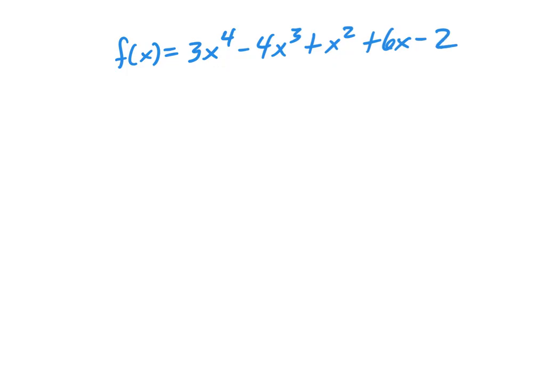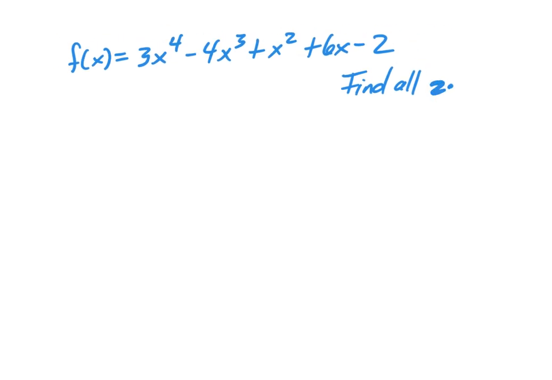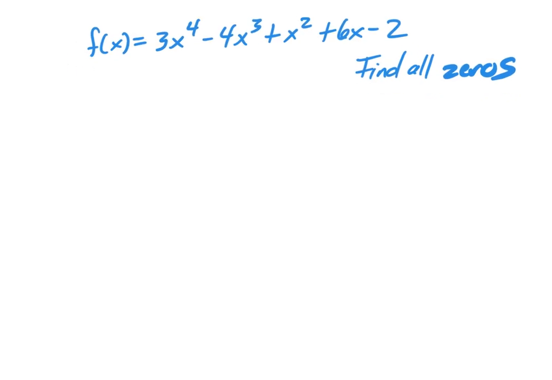We got a quartic polynomial, which means I have to account for how many zeros? 4. In some shape or form, I have to account for 4 zeros. Find all zeros. So we have to find all 4 of them.